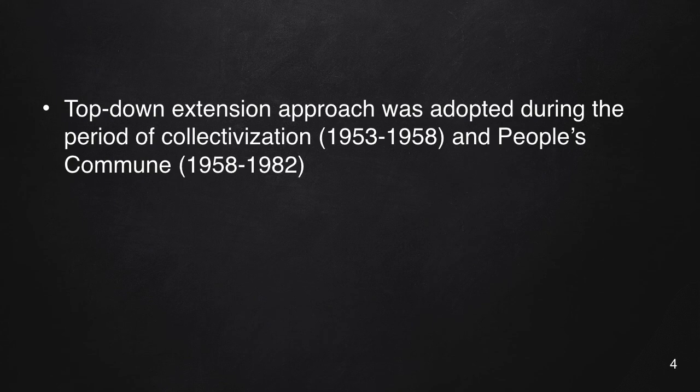The top-down extension approach was also adopted during the People's Commune, that was 1958 to 1982. The basic extension method used in the top-down approach was administrative intervention. Agricultural extension was seen as a government instrument for implementing agricultural development programs, and a number of extension programs were implemented as political campaigns. During this time, it was difficult to separate extension activities and government administration.